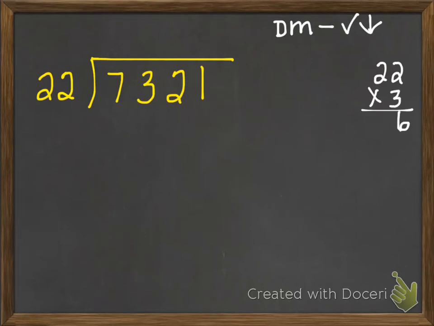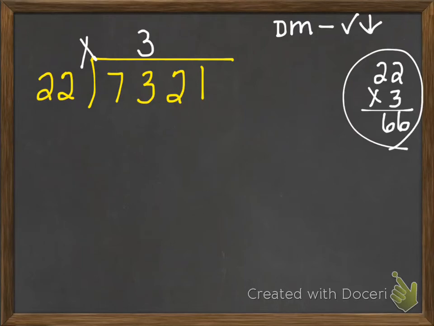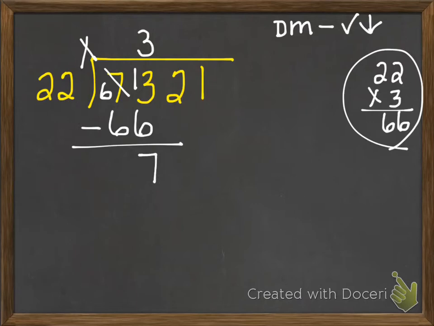3 times 2 is 6. 3 times 2 is 6. That's pretty close. So I'm going to take a 3 here, and now I'm going to multiply. And I've already multiplied here, so I know that that's going to be 66. So now it's time to subtract. Regroup. 13 minus 6 is 7. Now I can see that 22 is definitely greater than 7, so my next step is to bring down the next number.